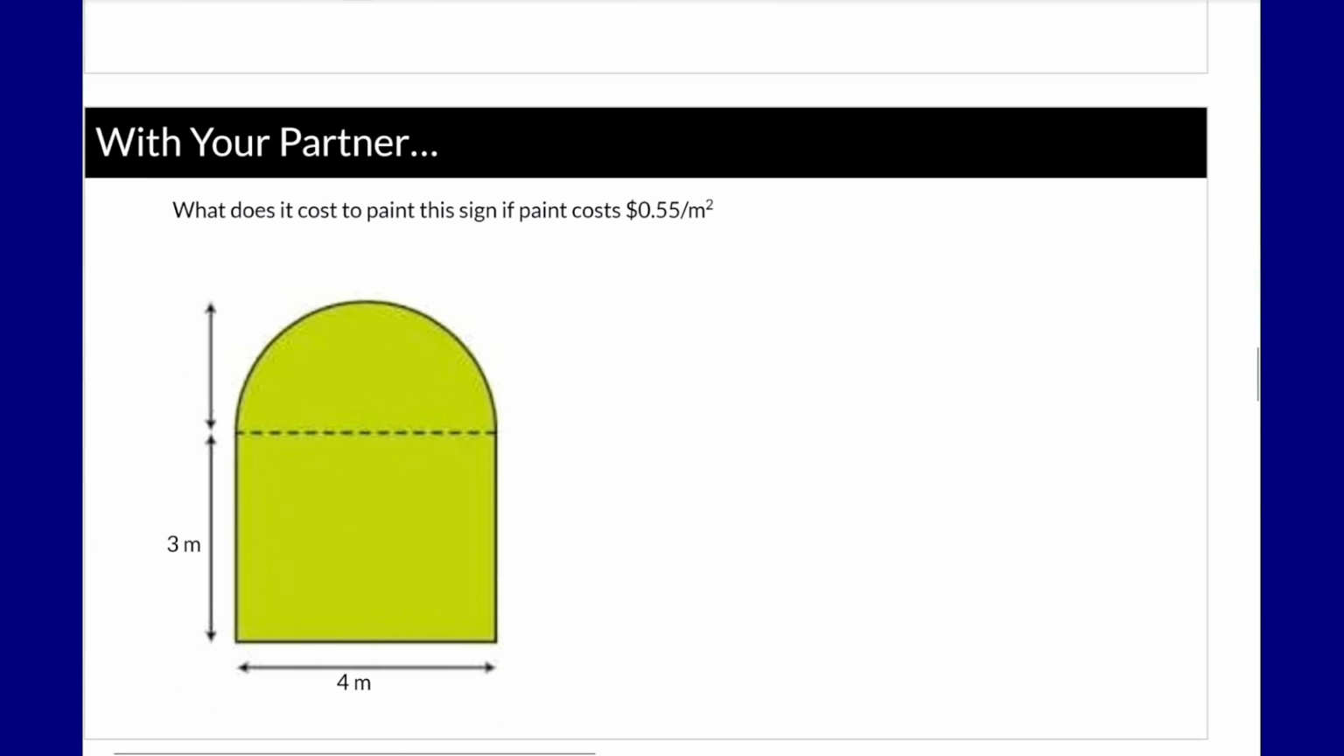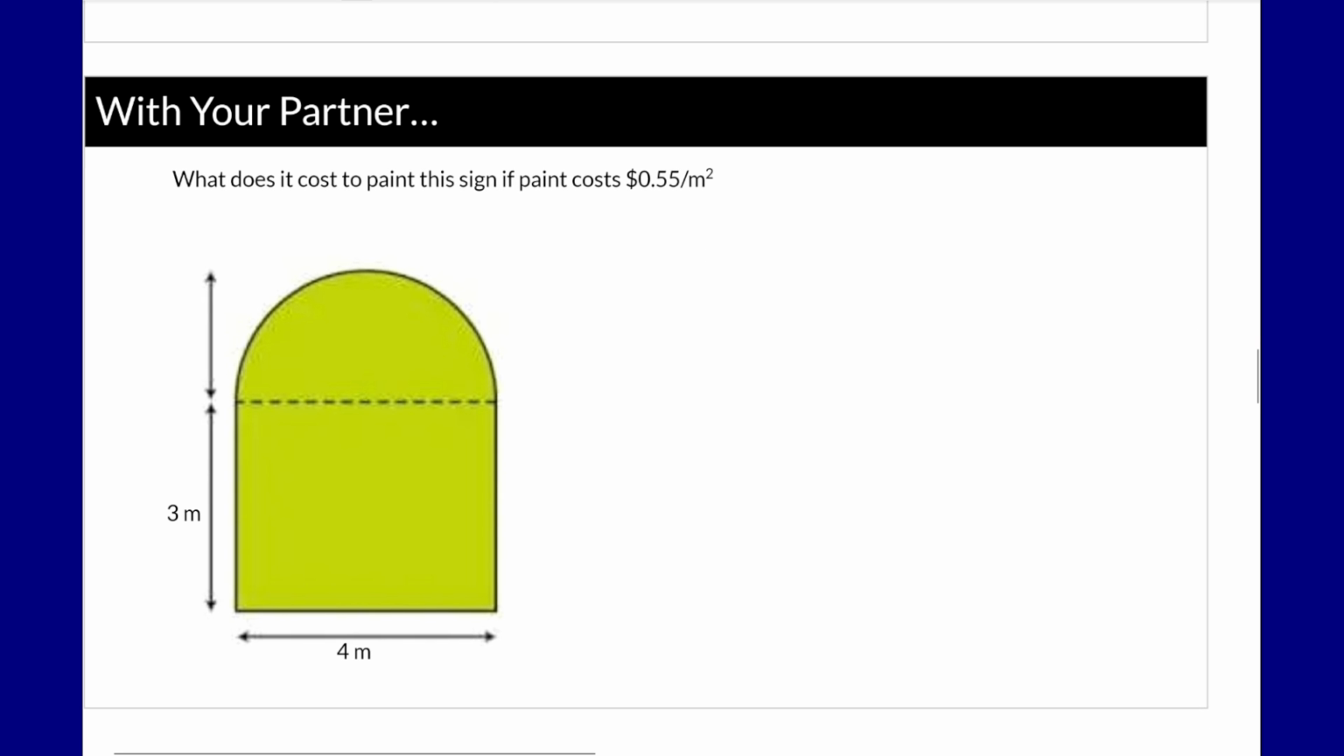So, one last example. If you're working with someone, you can try this with them, or you can try this on your own. What does it cost to paint this sign if paint costs 0.55, or 55 cents, per meter squared? Again, we have two different shapes. We have a 4 by 3 rectangle, and then we have a semicircle.